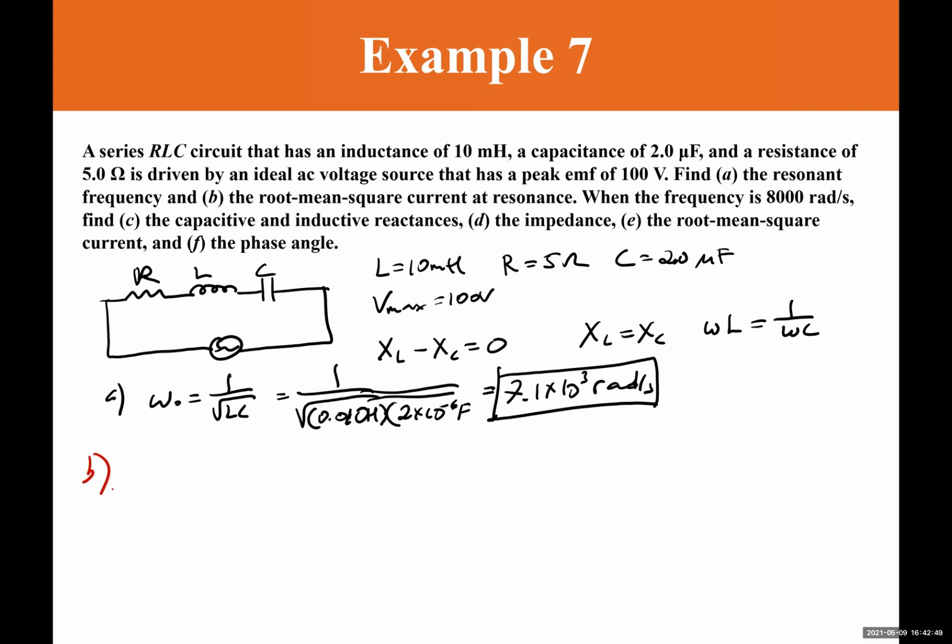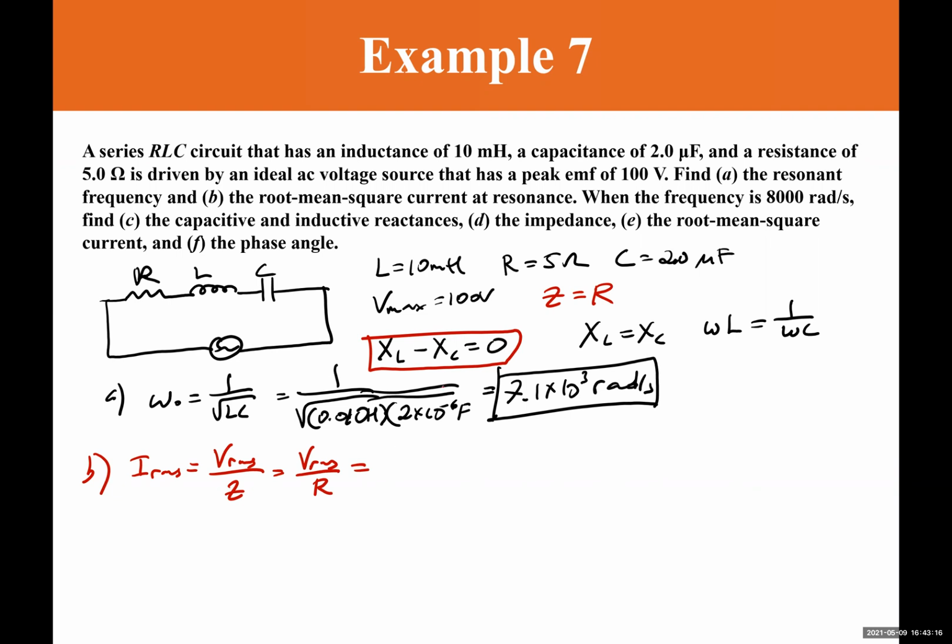Okay, part B. What is the root mean square current at resonance? That means RMS current. What is IRMS? Well, this is VRMS divided by the impedance, but at the resonance frequency, Z is equal to just R. So I can say just VRMS over R.